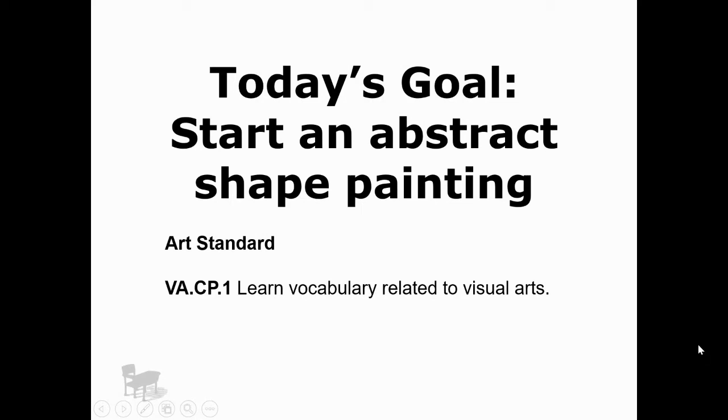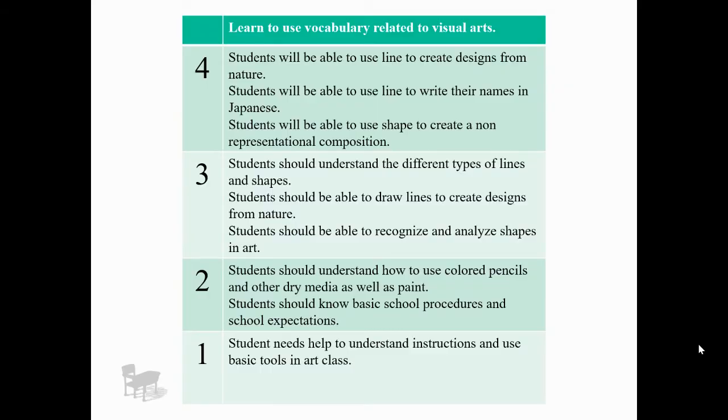All right, so the second art project for this week is an abstract shape painting. What we're doing is we're going to take geometric shapes or organic shapes and make a painting out of it, and I'll explain a bit about that. If you remember this week, the idea was to use line to create designs from nature and also to use shape to create a non-representational composition, which means abstract.